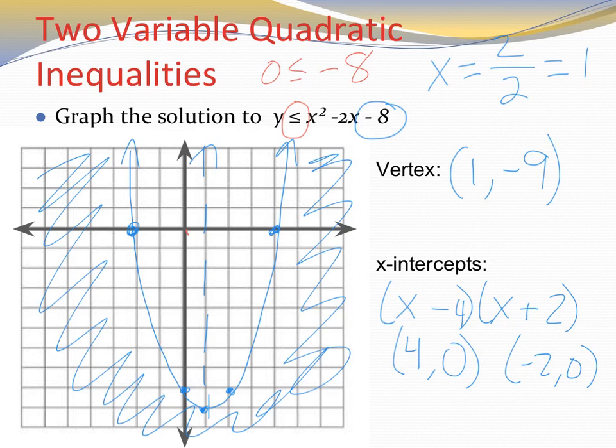Not too bad, right? A lot of review. The only difference is solid or dashed for your parabola and where you shade. Those are the only two differences on this type of problem.